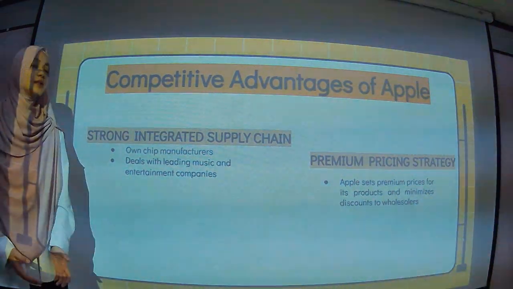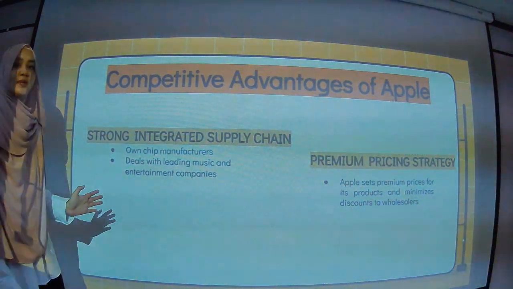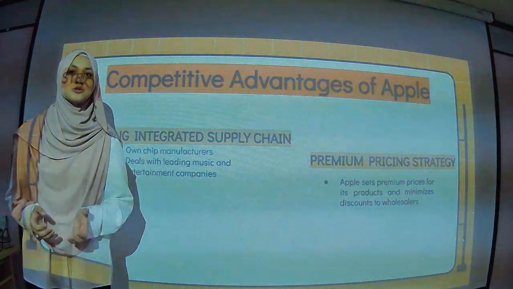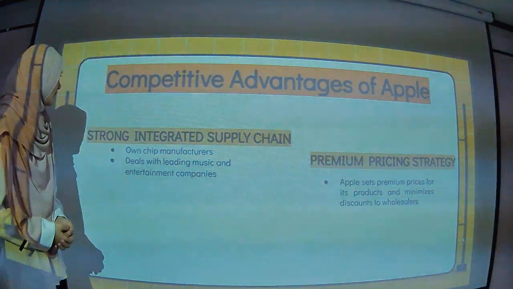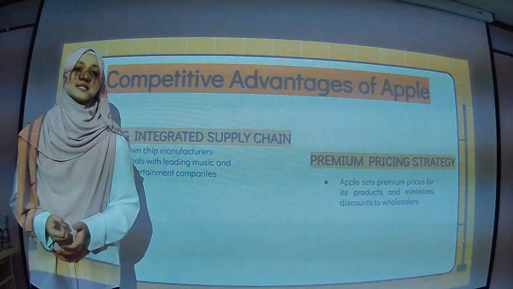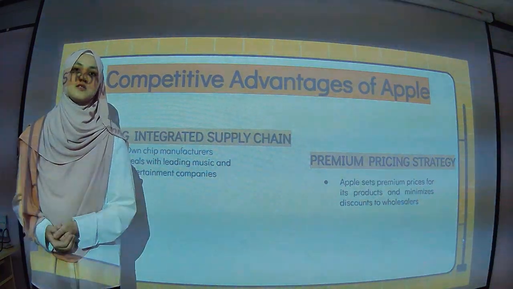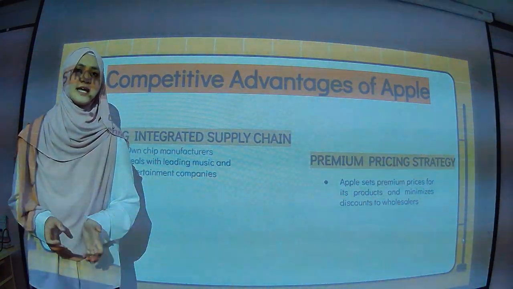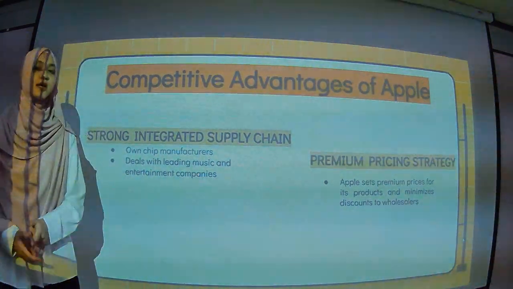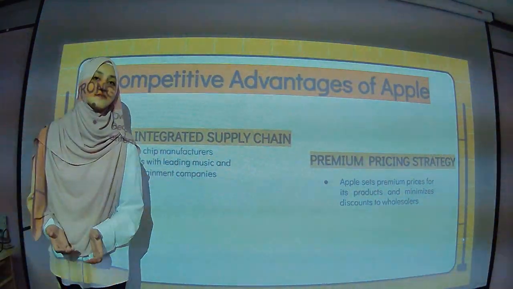Thirdly, Apple has a strong integrated supply chain. Why? Because the company owns chip manufacturing, controls manufacturing, follows extremely strict software standards, and operates its own stores. For example, TSMC manufactures all of the chips that are used in Apple iPhone, iPad, Mac, and other devices.